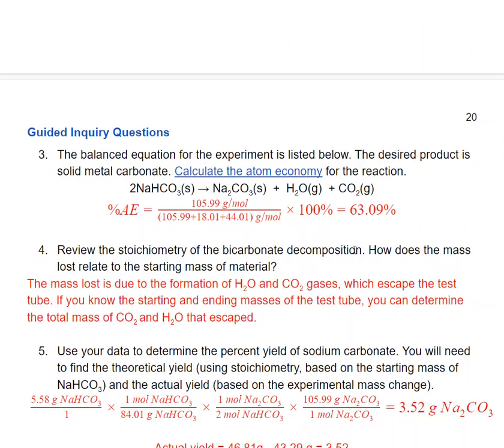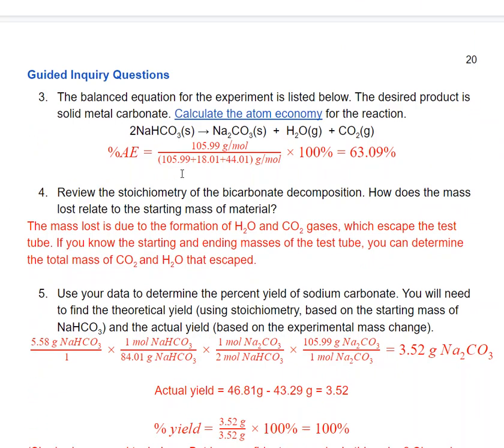So let's take a look at some math here. There are a lot of ways that we can calculate the atom economy. Don't get hung up on the details of the different ways to calculate it. What you need to understand is that atom economy is a measure of how much of my reactants actually ended up becoming the desired product and don't exist as waste. So in this case, my desired product is sodium carbonate, but I see that I have some waste products here in the form of H2O and CO2. So because all of the reactants didn't become products, the percent atom economy is about 63%.